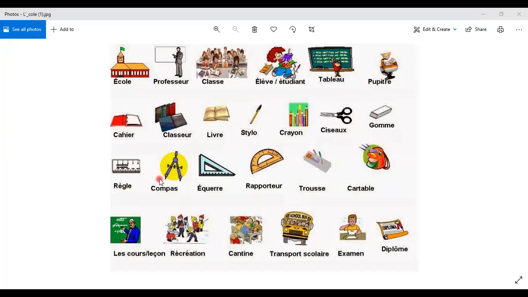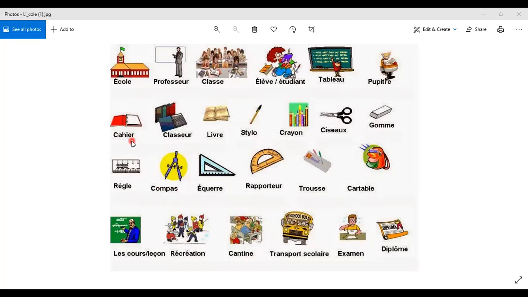Now compass, and it looks like the English writing also. J'ai un compas. Well done. And just above the ruler, we have a copy. Copy is an Urdu word, I think. So we can say notebook.